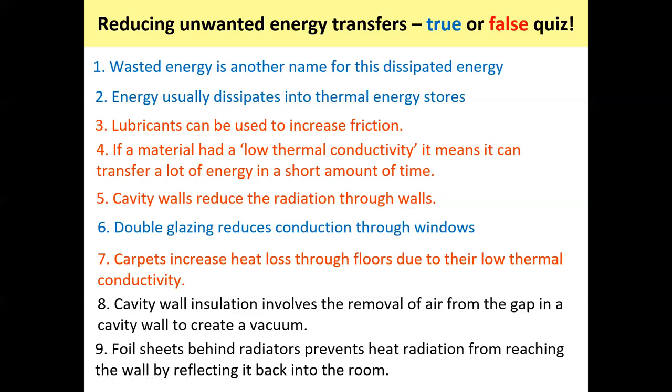Question eight. Cavity wall insulation involves the removal of air from the gap in a cavity wall to create a vacuum. Well, that's false, because when we install cavity wall insulation, we inject a foam between those two layers of brick, and that foam will solidify. And what that foam does is it prevents heat loss through conduction and convection. Why conduction? Because air is trapped in that solidified foam. Air is a good insulator, poor conductor. But why it prevents convection as well is because it's a solid foam that air cannot circulate. You will not get convection currents.